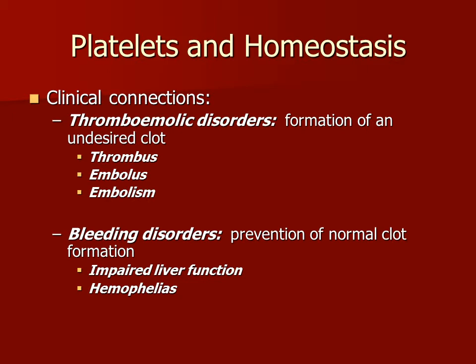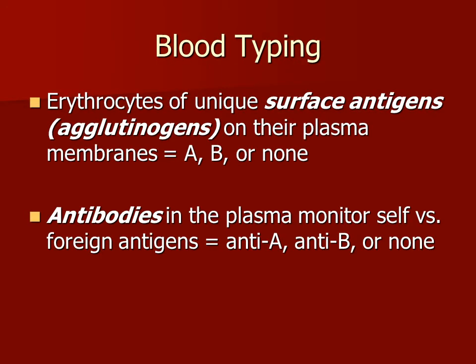If the clot is too large, obviously it can prevent blood flow to the associated tissues, and then they start to have damage there. You can have the opposite problem as well with blood clotting, in that you have impairment of formation of blood clots. This can be due to impaired liver function. It can also be due to hemophilia.